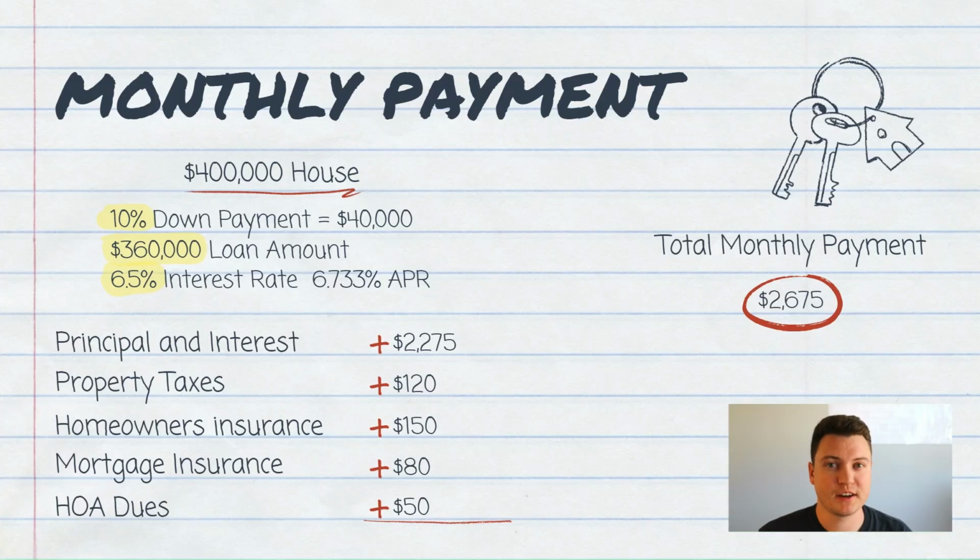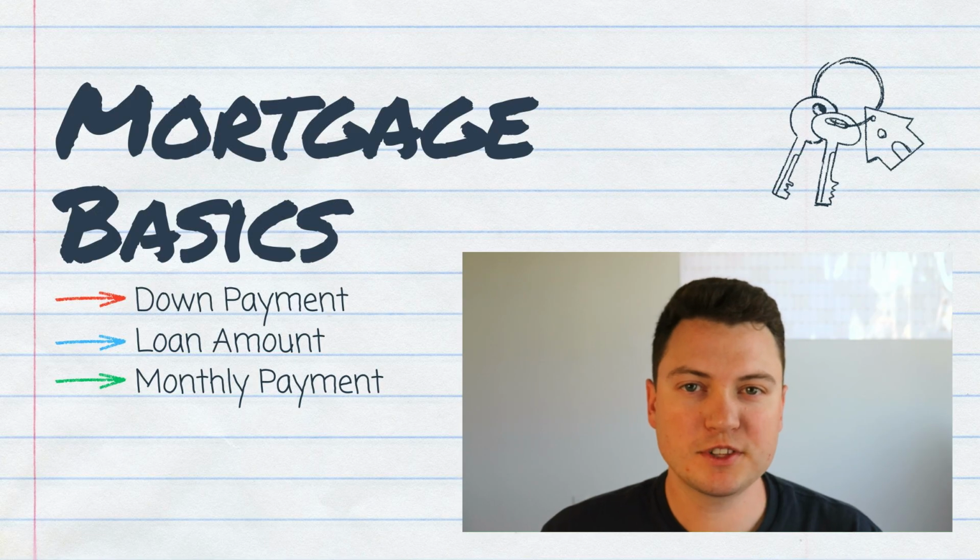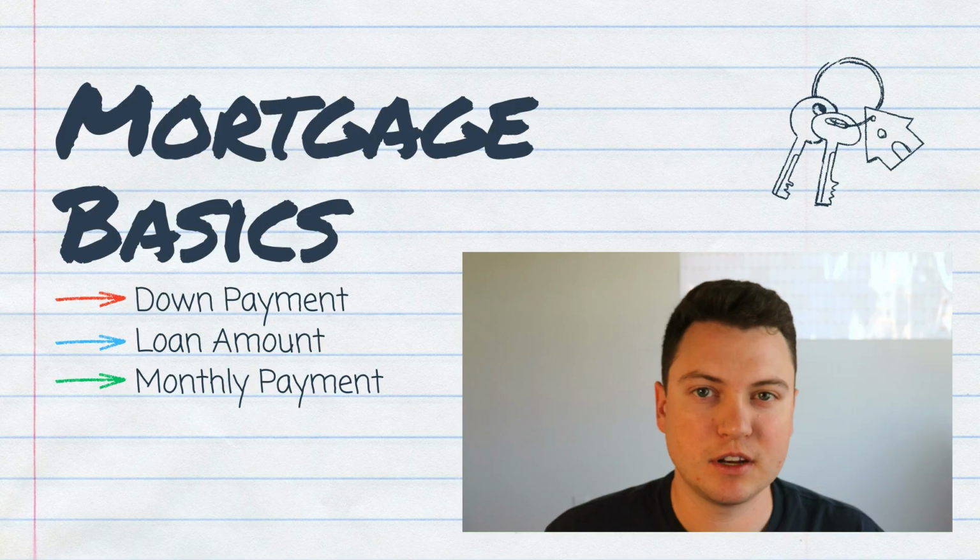Since we have a 10% down payment here, with less than 20% down, we're going to be paying private mortgage insurance. And for conventional loans, it varies based on your down payment and your credit score. For this example, I'm using $80 a month. And HOAs, not every home has an HOA. You're more than likely to have one in a condo or other types of properties. For this example, I used $50 a month. With all these together, we have a total monthly payment of $2,675.